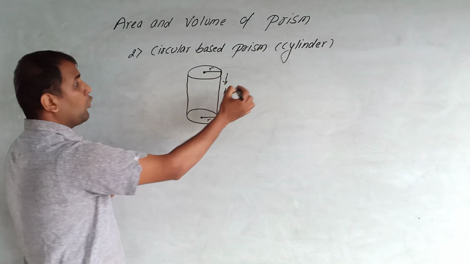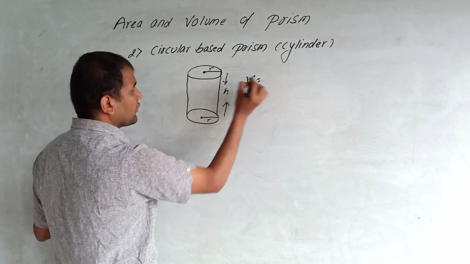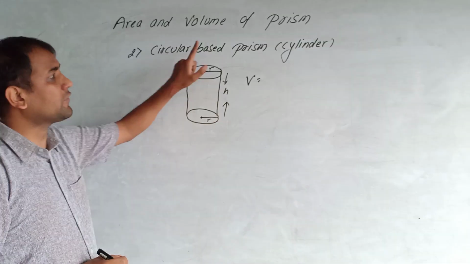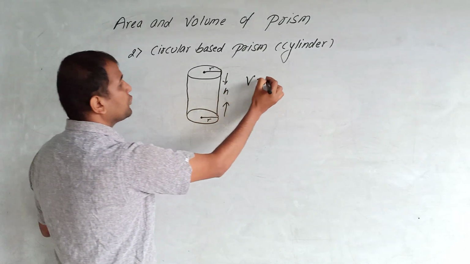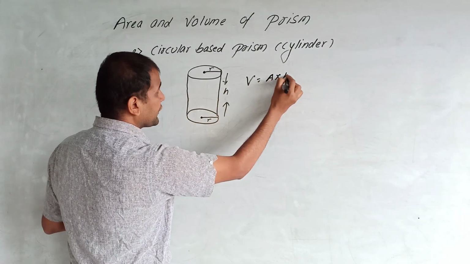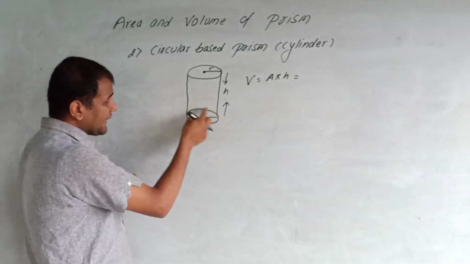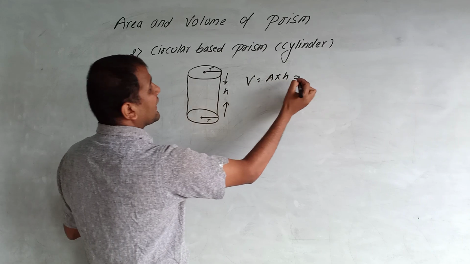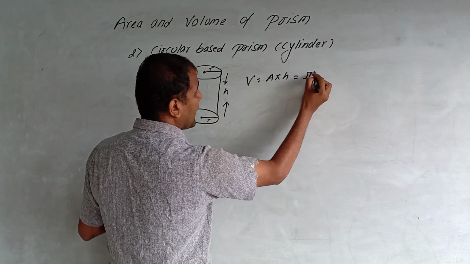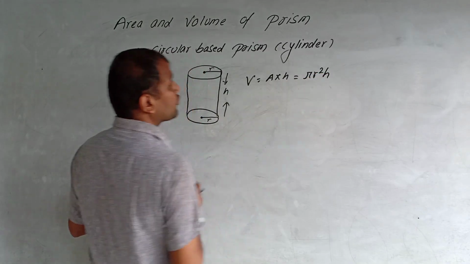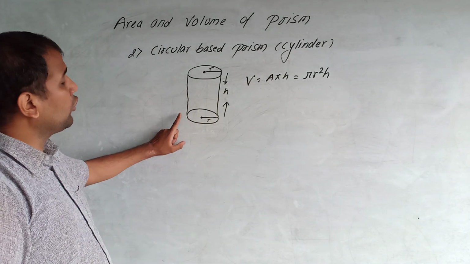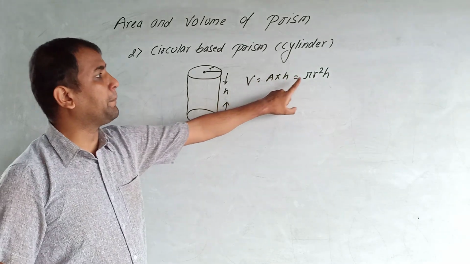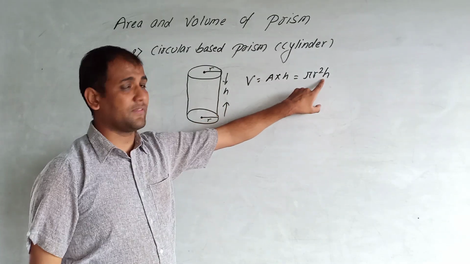Then we find volume V. V is equal to volume of this cylinder or volume of this circular based prism. V is equal to A into H. A means area of the base here. Base is circular here, so area of the circle is pi r square H. So we remember that volume of cylinder V is equal to pi r square H.